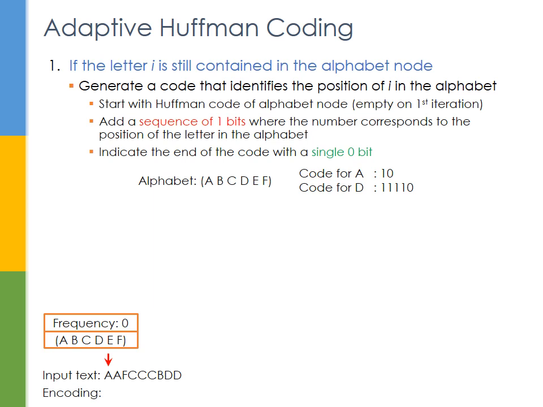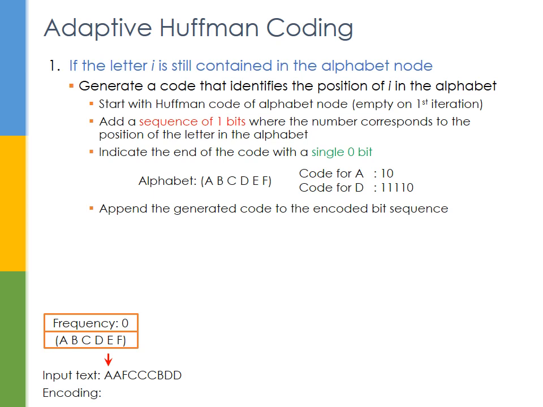And the reason for this is that A is contained at the first position within this alphabet, which means that this single 1 bit indicates the first position, and we then follow that with a 0 indicating the end of the code. In a similar fashion, if we are generating a code for D, which we've encountered for the first time, then this would be the code here. So we have 4 ones followed by a 0. And the reason for that is that the letter D within the alphabet is the 4th letter. All right, so this is relatively straightforward.